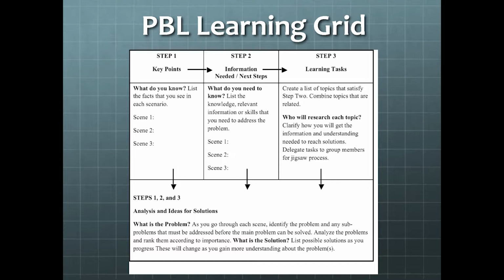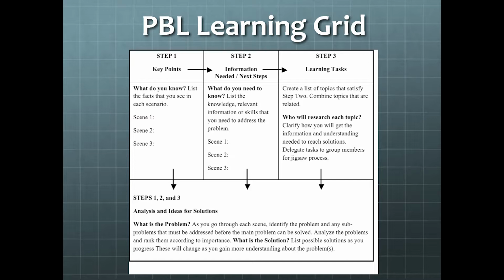We put everything up here. It's a brainstorming document. After you've done all three scenes, put in all the analysis, identified what you think the problem is and what you think the solution might be, you move to the third column where you create a list of topics that come from the items in step 2, which is, remember, what we think we need to know.